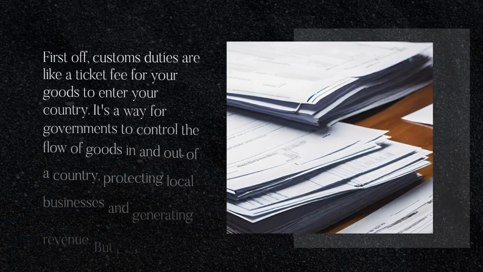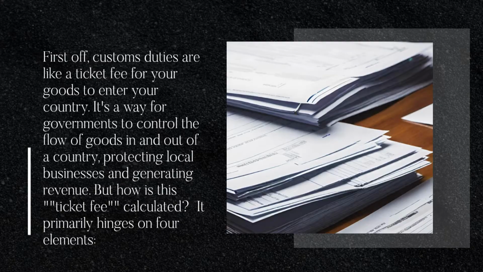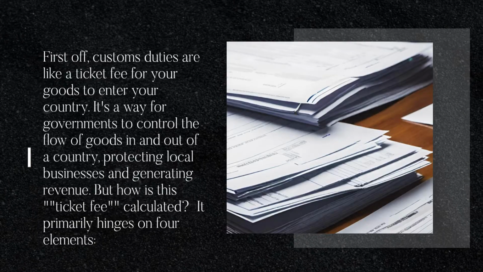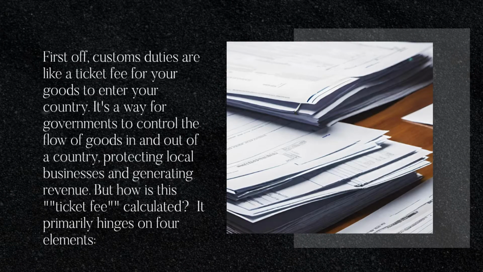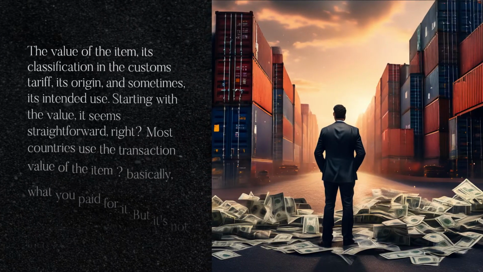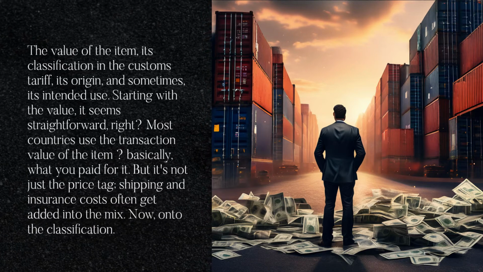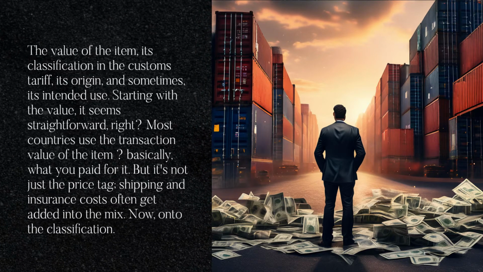First off, customs duties are like a ticket fee for your goods to enter your country. It's a way for governments to control the flow of goods in and out of a country, protecting local businesses and generating revenue. But how is this ticket fee calculated? It primarily hinges on four elements: the value of the item, its classification in the customs tariff, its origin, and sometimes, its intended use. Starting with the value, it seems straightforward, right?